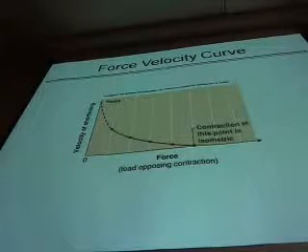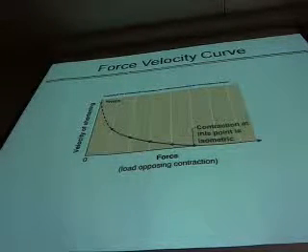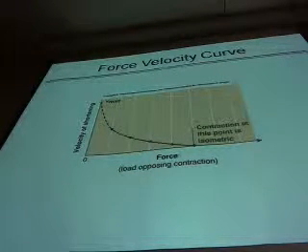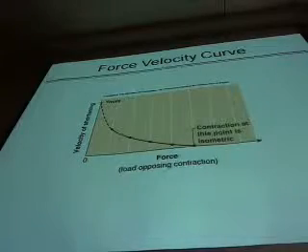So if you look at the left, the 0 is the amount of weight. Load opposing contraction. The higher the weight, the slower the velocity of the muscle contraction.